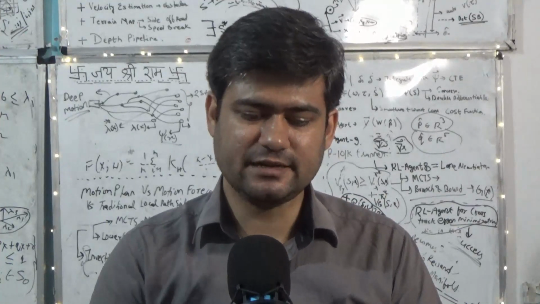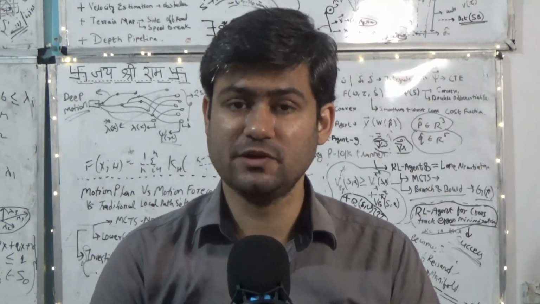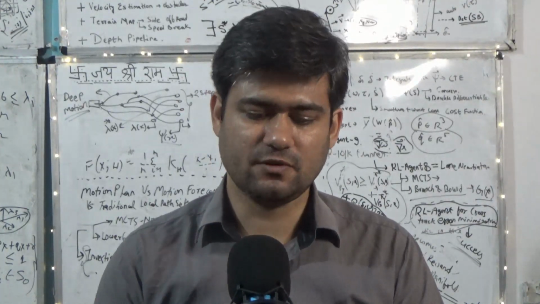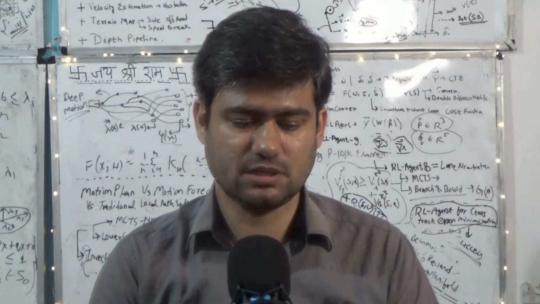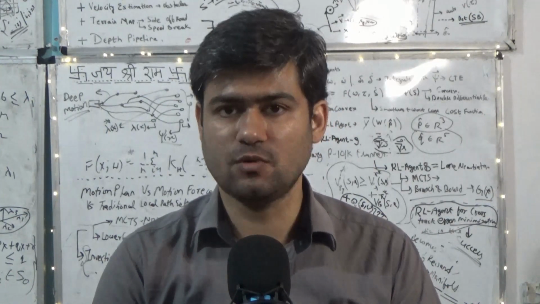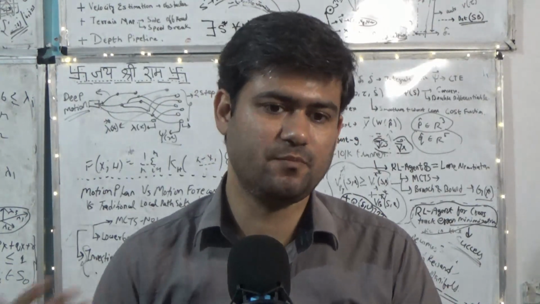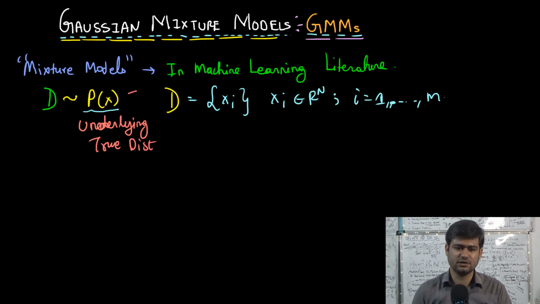P of x is the underlying true distribution which we do not have access to, but what we have access to is data sampled or generated from that distribution. So we can use the Gaussian mixture model to model or approximate the underlying complicated, perhaps multimodal, distribution that generated the true dataset.